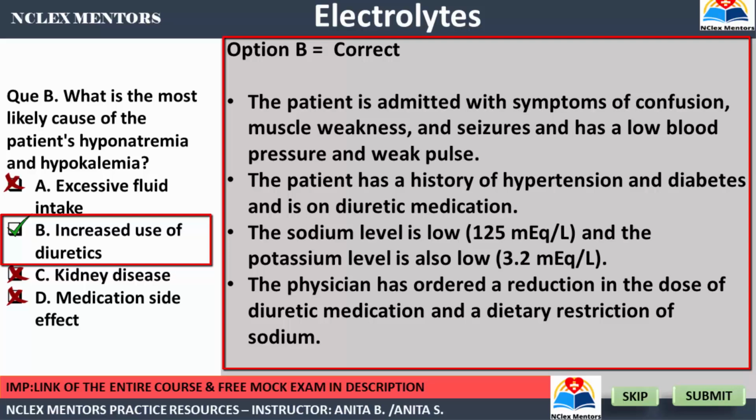The sodium level is low, or 125 milliequivalent per liter, and the potassium level is also low, or 3.2 milliequivalent per liter. The physician has ordered a reduction in the dose of diuretic medication and a dietary restriction of sodium. These factors suggest that the increased use of diuretics is the most likely cause of the patient's hyponatremia and hypokalemia.